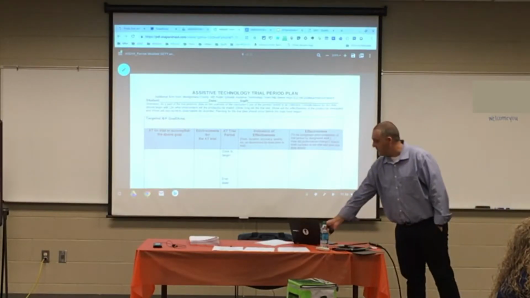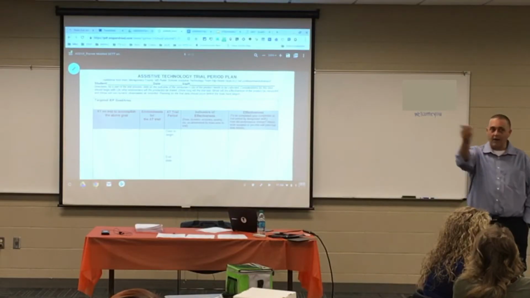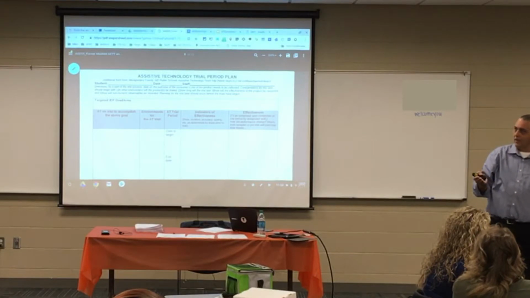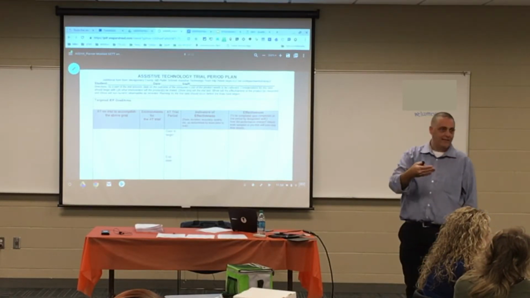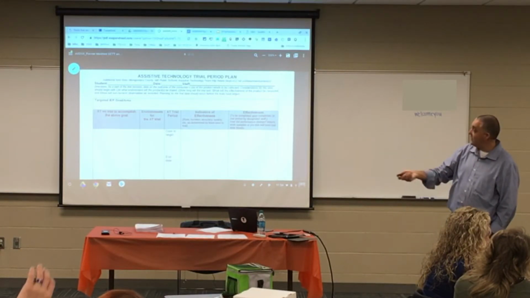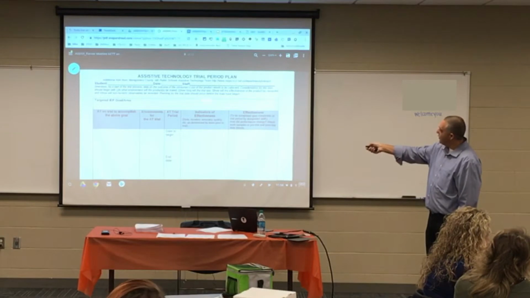So look at this as a trial period plan. What's the goal? What's the tool we're trying? Where are we trying it? How long are we trying it? These are the things. We might talk about them, but we need to write them down too so that our team can be held to that timeline. All the members of our team. These are the pieces that make our trials work or not work.